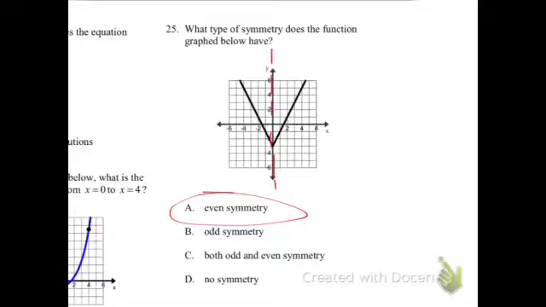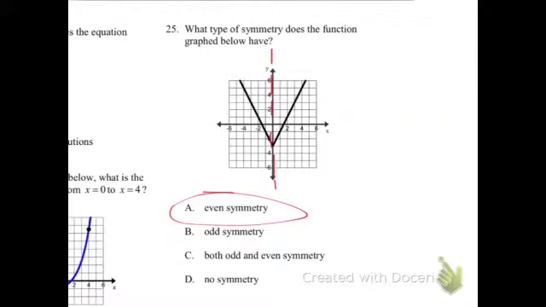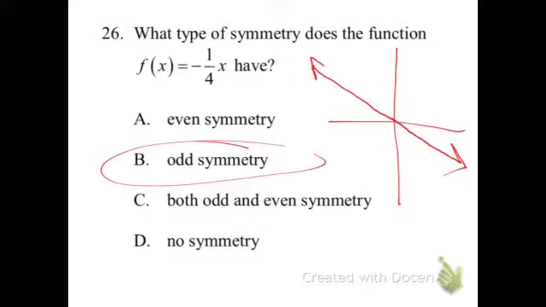25. What type of symmetry does the function have? Okay, when you have a vertical line symmetry at the y-axis, that is an even symmetry. If your function can be rotated, so if you have a line that goes through like this, and you can just rotate it around like that, then it's going to be odd symmetry. So this one only has even symmetry. You can't just rotate it 180 degrees and get the same thing. And that's going to come up on 26 here.